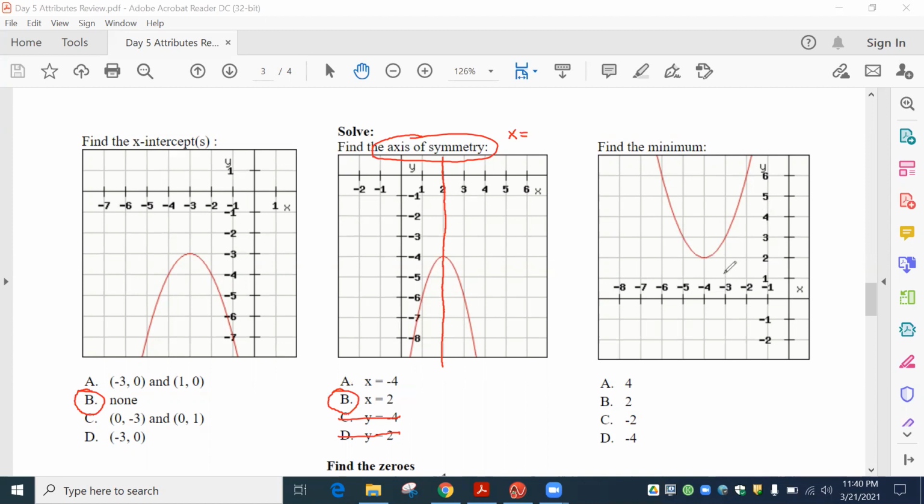All right, minimum is how tall or how short. So I'm thinking how short here. So we measure to the side, and that's 2.